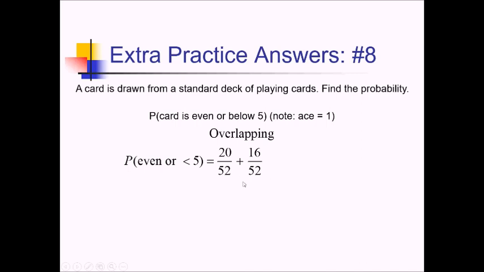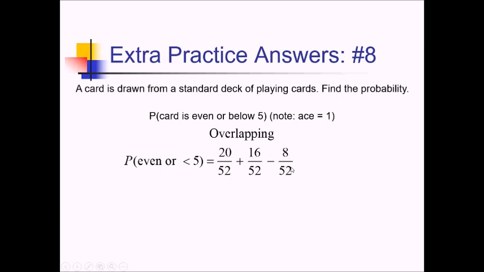But now we have to worry about the overlap, because some cards fall into both categories, and we don't want to count them twice. So the cards that are both even and less than 5, that would be the 2 and the 4, and there's 4 of each of those, 4 for the different suits. So that's a total of 8 cards we have to subtract from what we've acquired so far.